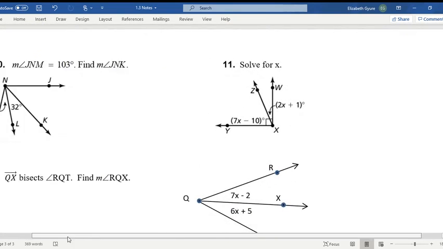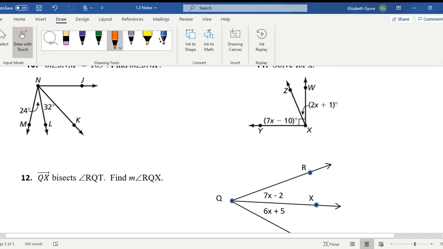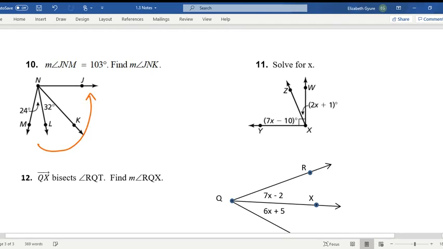Two more in this video. I'm just trying to show you as many different situations as I can think of, so you're prepared. So number 10 says the measure of angle JNM equals 103. Find the measure of angle JNK. So again, if you look at your picture, we're given additional information that is not labeled. So let's label that. Angle JNM is the whole thing. So that's 103.